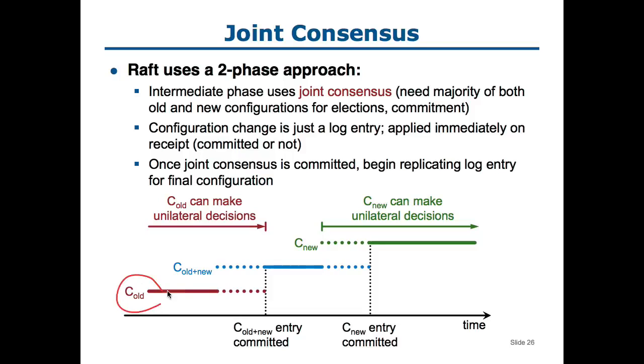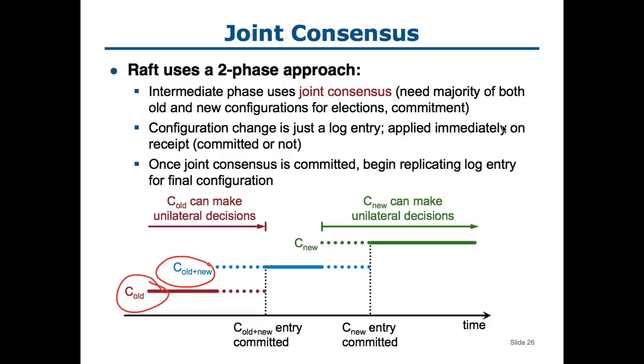So we start off in an existing configuration I'll call C-old on the slide. The way a configuration change is initiated is that a client makes a request of the leader, just like it would for any other state machine operation. When the leader receives that request, it adds an entry to its log describing this joint configuration, which I'll call C-old plus new. That's just a log entry like any other log entry. The server puts it in its log, and then the leader propagates it out to the other servers in the cluster using the AppendEntries RPC, just like any other log entry.